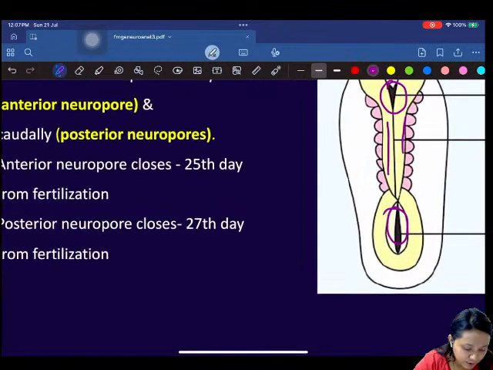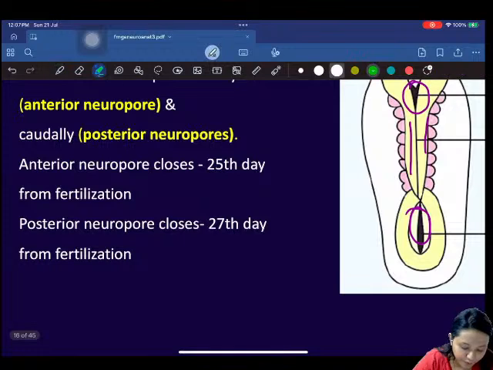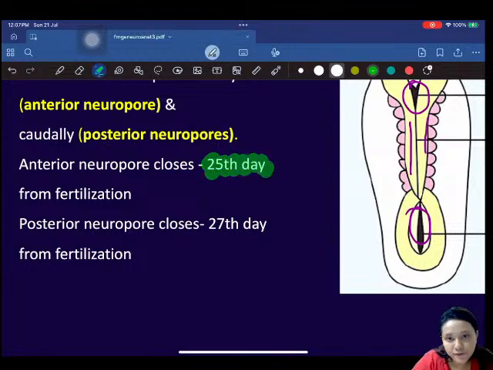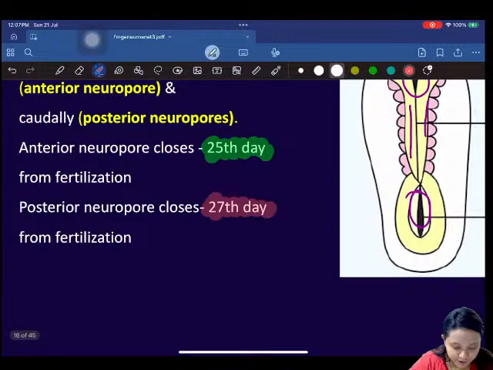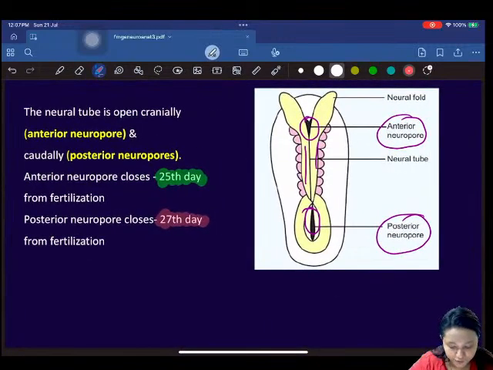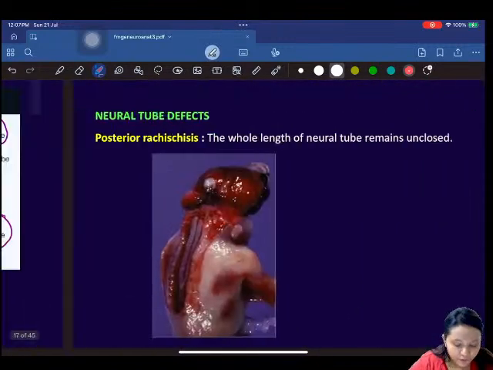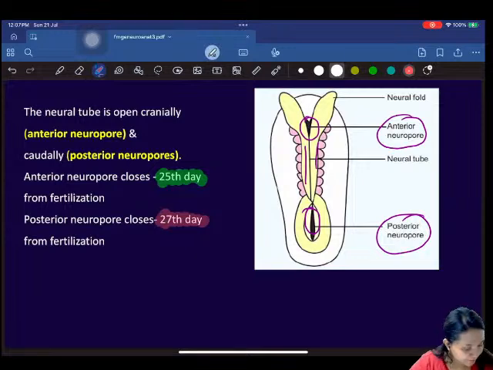So now the question is that the anterior neuropore will get closed on the 25th day of the fertilization, and the posterior neuropore will close on the 27th day of the fertilization. That is about the neural tube, the anterior neuropore and the posterior neuropore. Okay, so we will discuss the neural tube defects now. So you know how the neural tube is formed.